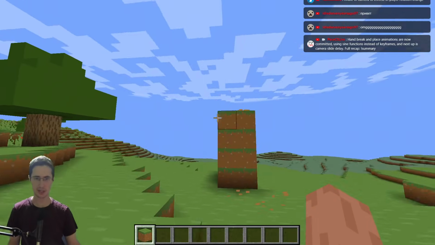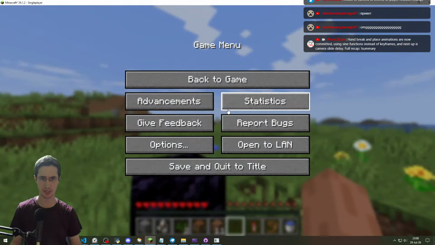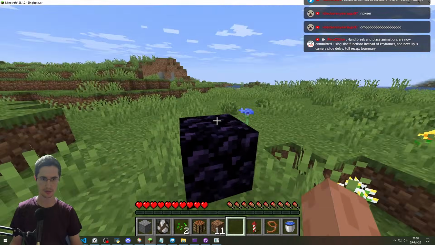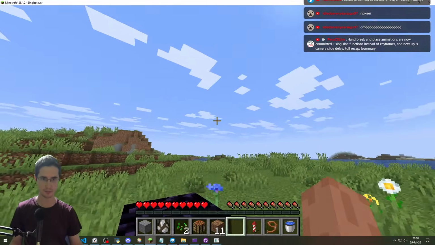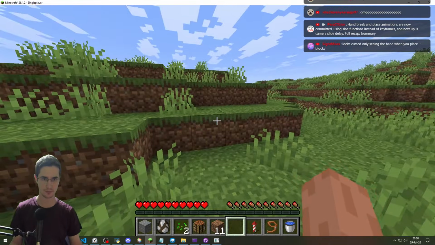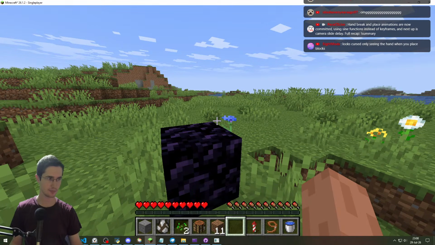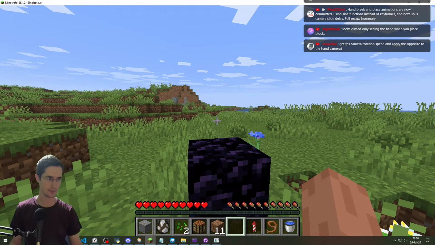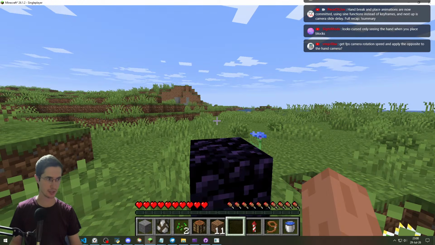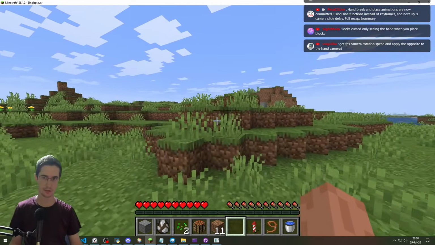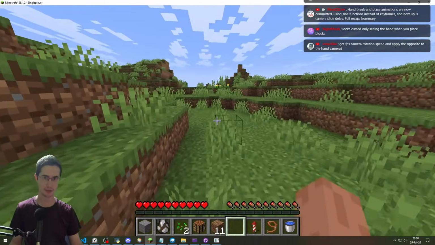Okay. How should we do this? Let me see in Minecraft. How does it look like up and down? Get FPS camera rotation speed and apply the opposite to the hand camera. And how will we get it back?